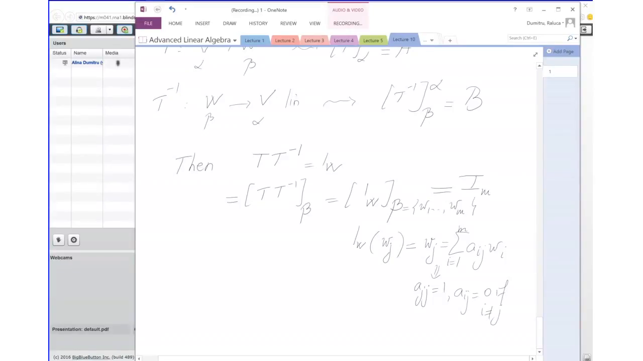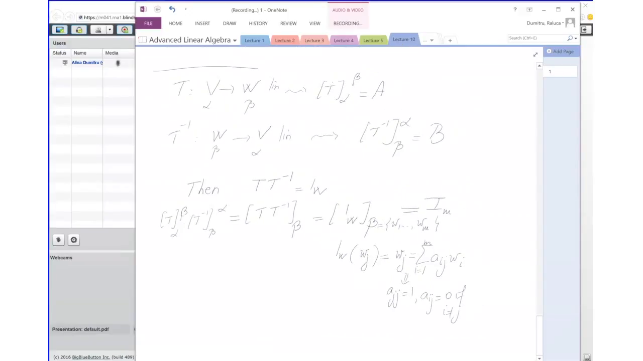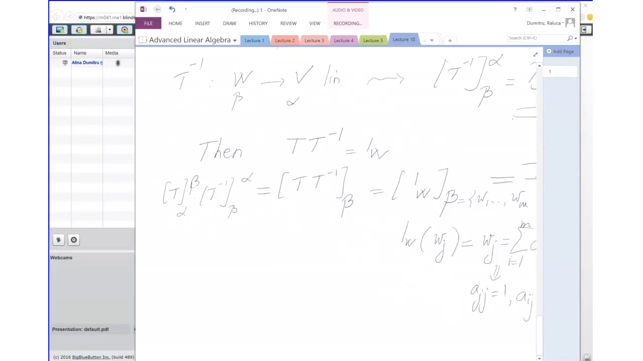Okay, let's move towards the left here. We've seen that a composite function has as the associated matrix the product of the two matrices, right? So this is the matrix of T from alpha to beta times the matrix of T inverse from beta to alpha. What did we call them? We call them A and B, right?